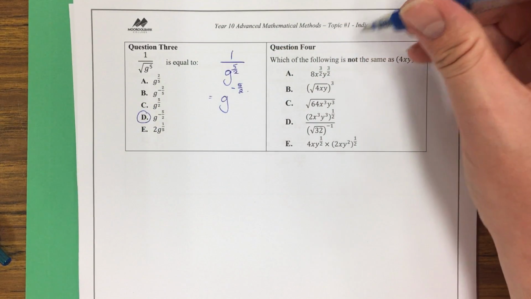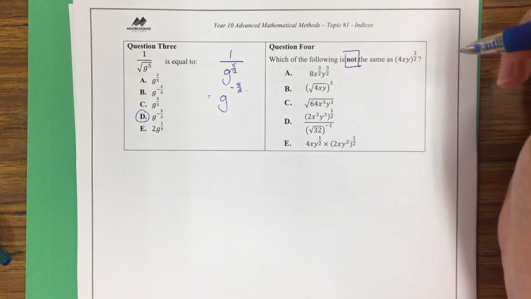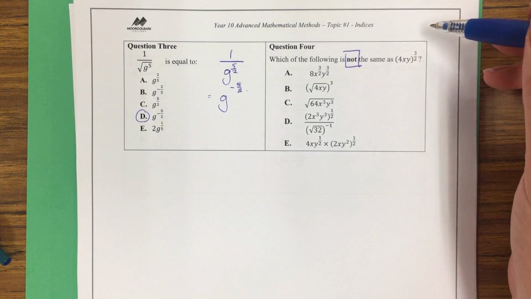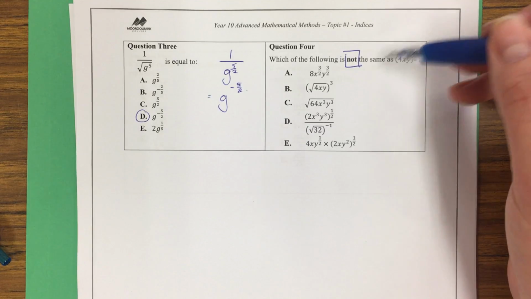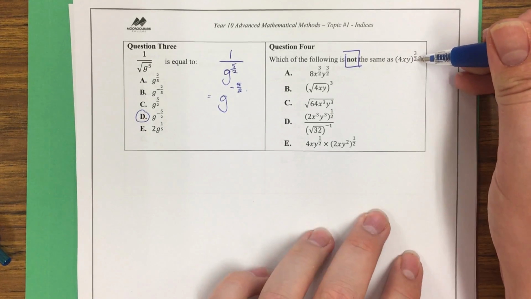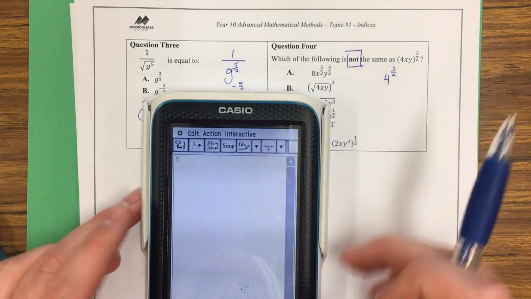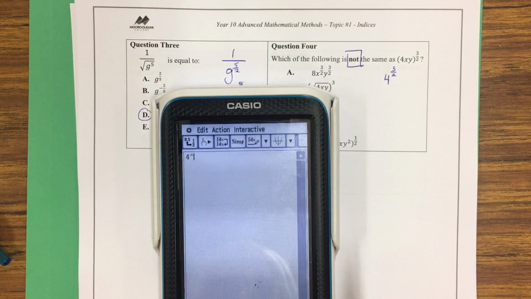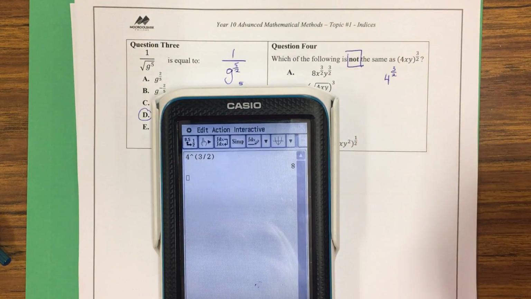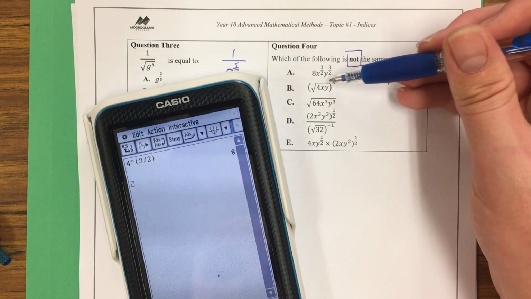Question 4. Which of the following is not the same as 4xy to the power of 3 over 2? Not. Emphasize here is not. So essentially what I'd look for in all of these answers is trying to find which one vaguely relates to this or looks somewhat different to this. So 4 to the power of 3 over 2, which I can use my calculator. Remember when you do powers fractions, you have to put them in brackets. That's equal to 8. So I would look for anything that doesn't result in an 8.